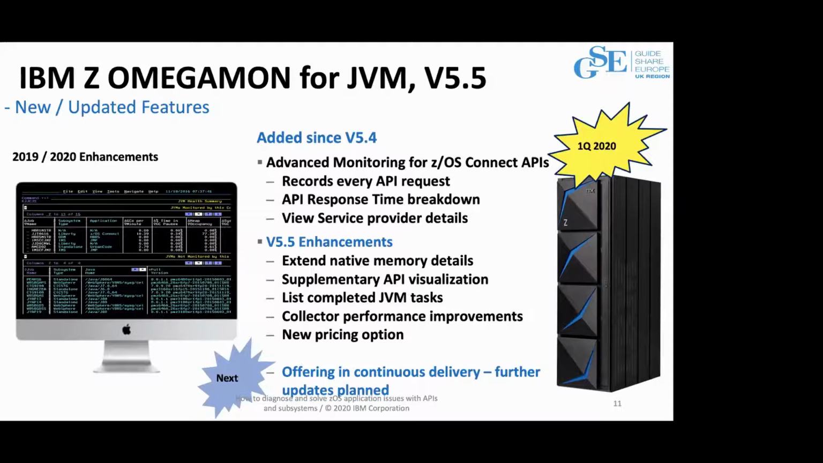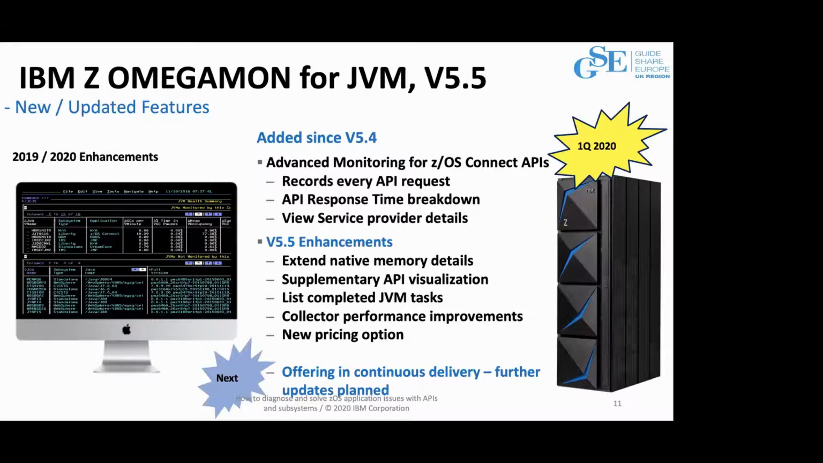With version 5.5, which was released in first quarter 2020, we enhanced the native memory monitoring. We provide 24-bit and 64-bit native memory monitoring as well. Before it was just 31-bit. We provide supplementary API visualization, and we'll show you some of those screens later on.